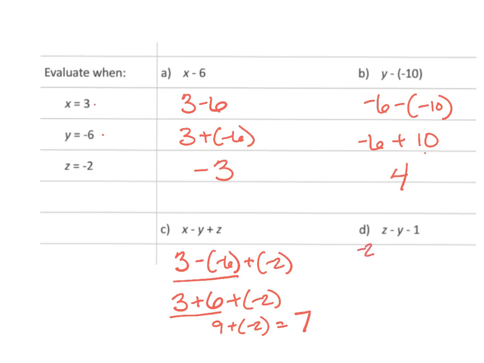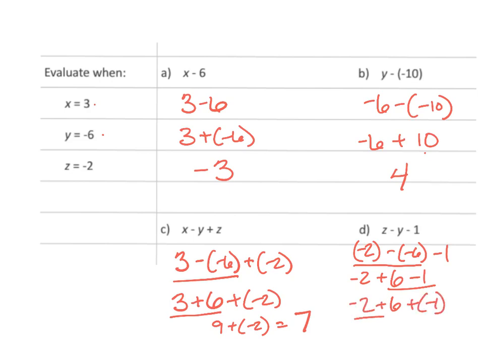z is negative 2 minus y, which is negative 6, minus 1. Do it again. Start with this. Stay, change, opposite. Do it again for this one. Stay, change, opposite. And we had negative 2 in front. Negative 2 plus 6 is a positive 4. Plus a negative 1 gives us 3.